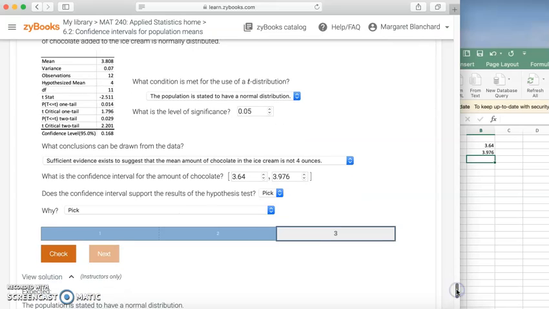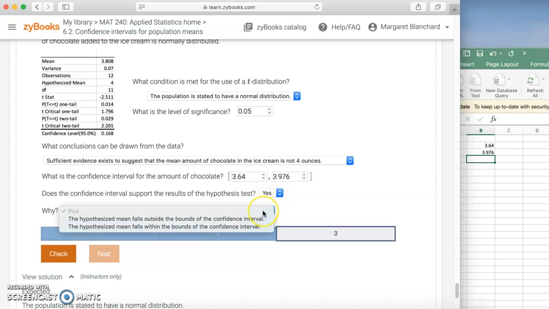And then, does the confidence interval support the results of the hypothesis test? Now, this is more in line with what I was talking about with using it for a two-tailed test. In this case, we were looking to see if 4 is in the interval here because we're trying to see if we think that the population mean is 4 or not 4. And we don't see 4 here. And we did say that there was sufficient evidence to say that the mean amount of chocolate is not 4 ounces. So when we don't see 4 here in that confidence interval, those agree. So we would say yes.